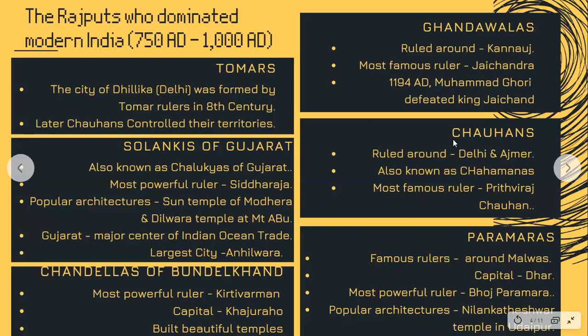Then you have Chauhans bache. Chauhans were ruling around Delhi and Ajmer, also known as Chahamanas, right? And the most famous Chauhan ruler is Prithviraj Chauhan. So Chauhans, also known as Chahamanas, ruling around Delhi and Ajmer. Most famous ruler is Prithviraj Chauhan.